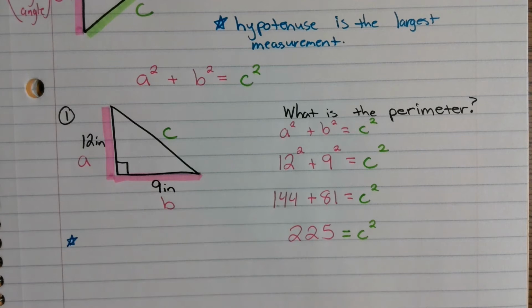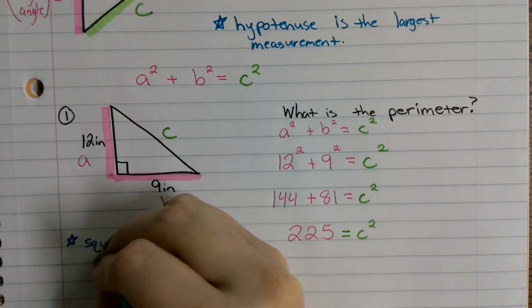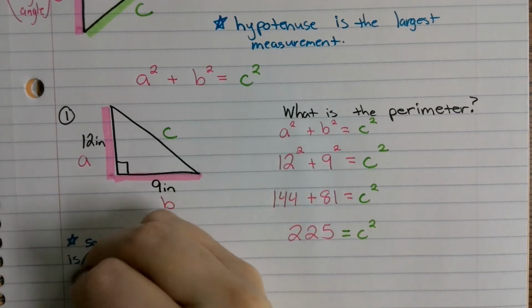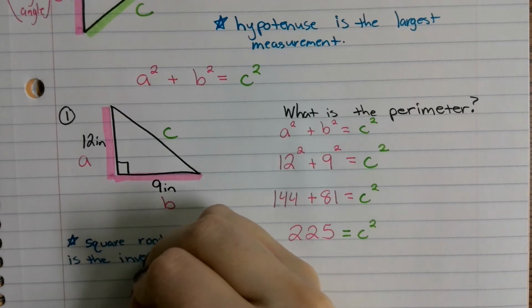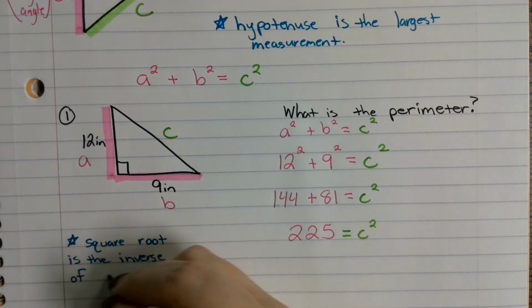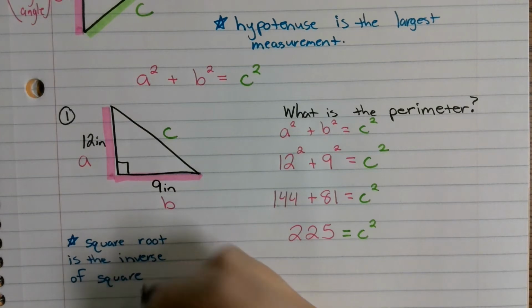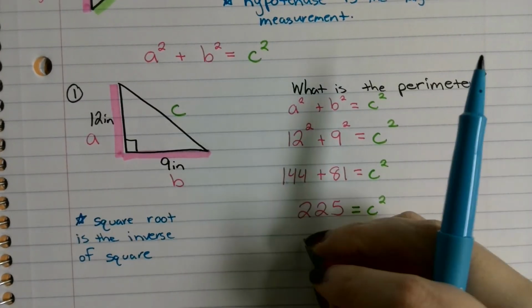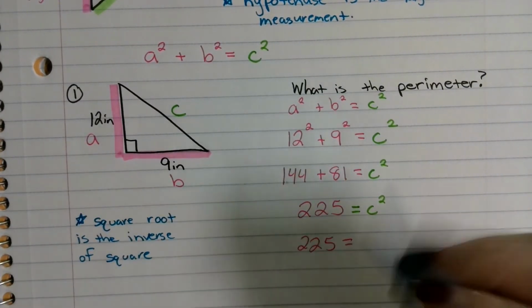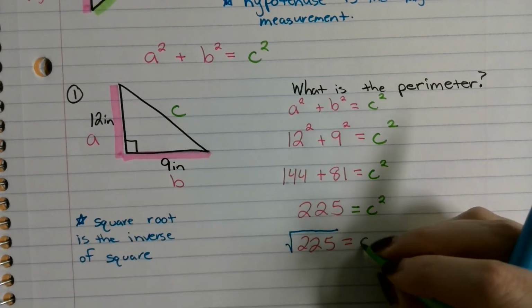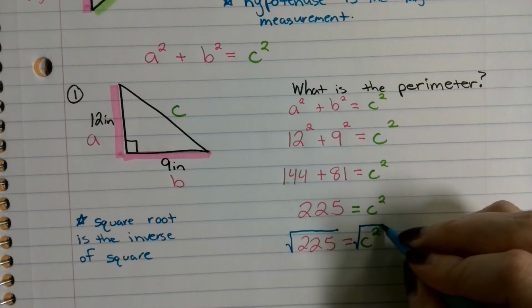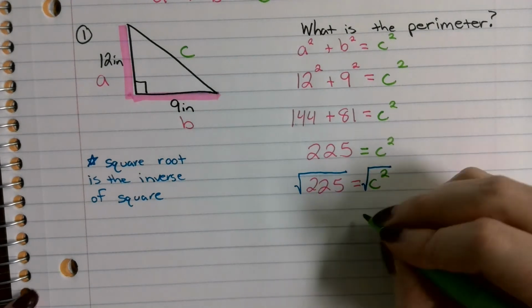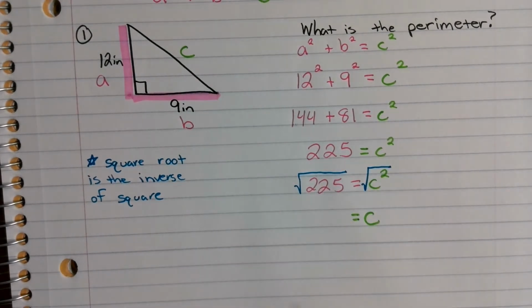That's the reason why we went through this radical unit. Even though it's not on your final exam, the idea is that a square root is the inverse of square. So if I want to get C by itself, all I have to do is take the square root of it. But if I take the square root of one side, I have to take the square root of the other side. So the square root of C squared gives me C. And what's the square root of 225?